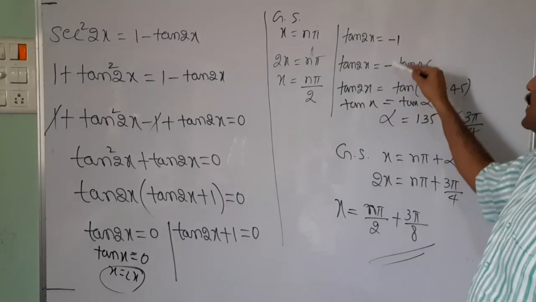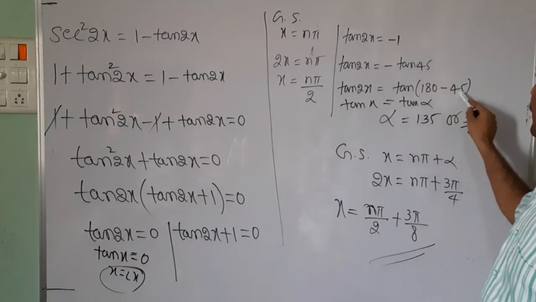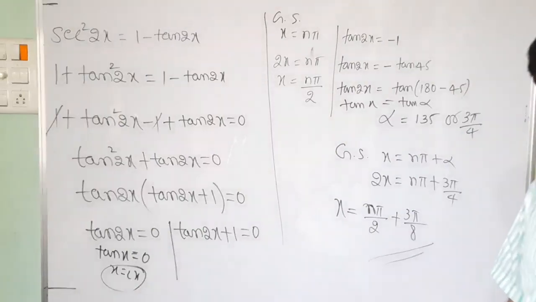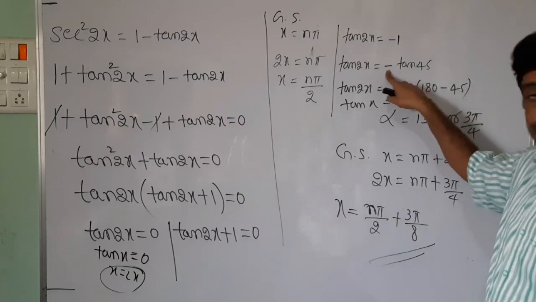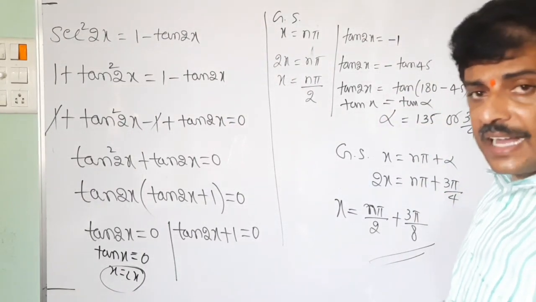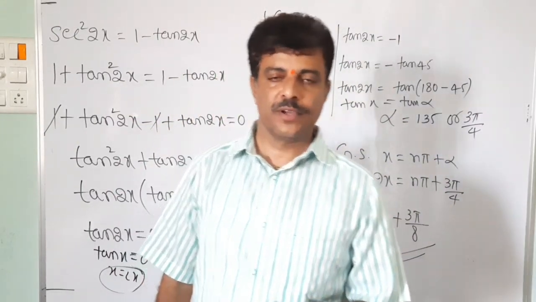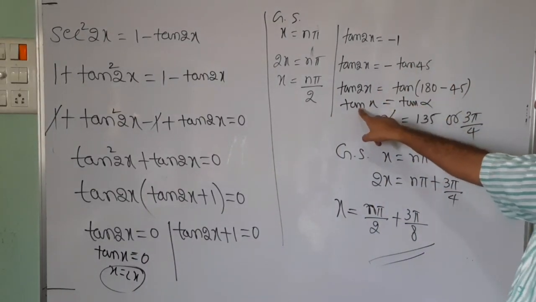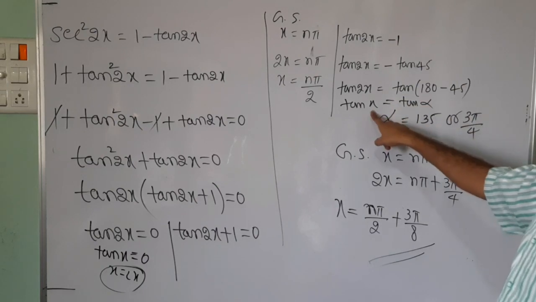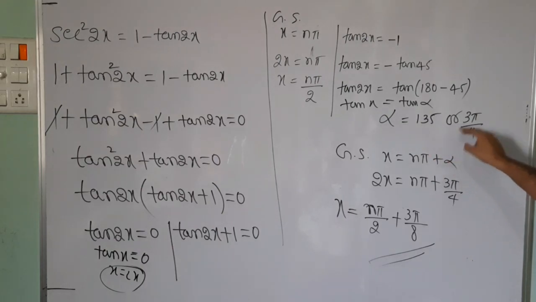Tan 2x is equal to minus 1, which can be written as tan 45. Tan 2x is equal to tan 45. Tan of 180 minus theta is minus tan theta. Why like this? Because there is a negative here, we must make this negative into a positive, because the general solution is of the form tan x is equal to tan alpha. So minus should be converted to plus. Then this is in the form tan x is equal to tan alpha, x is 2x, alpha is 180 minus 45, which is 135. In radians, 135 degrees can be written as 3 pi by 4.